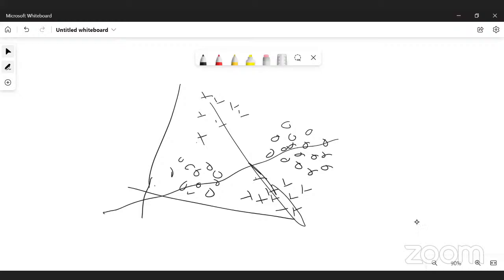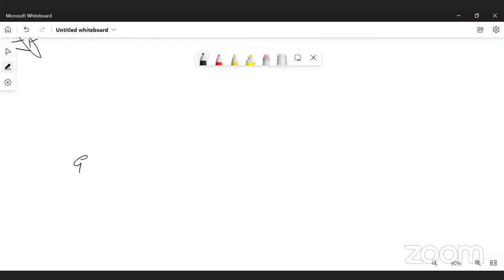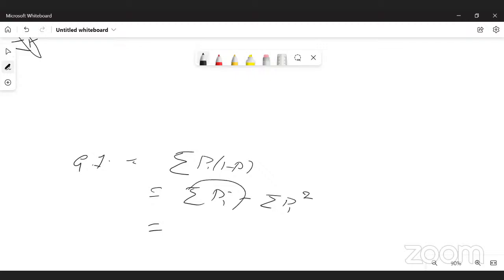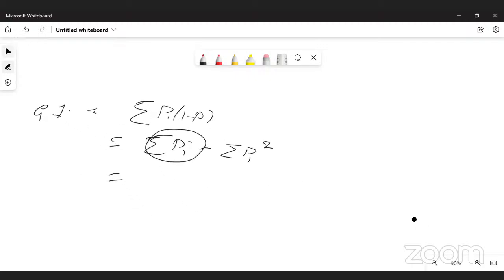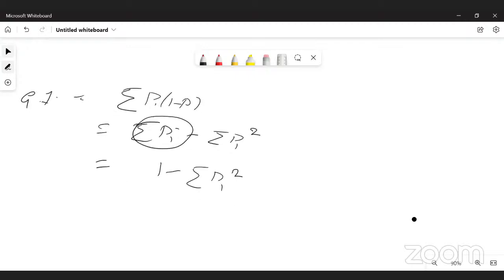For the Gini index I have some idea, but not about the entropy. I've read how the formula comes about, but it's slipping my mind. Gini index is defined as the sum over p_i times (1 minus p_i). So this is the sum over p_i minus the sum over p_i squared. What is the sum over p_i? It is 1. So it is 1 minus the sum over p_i squared. Let's say you have 3 classes, so you find it as 1 minus p1 squared minus p2 squared, and so on.